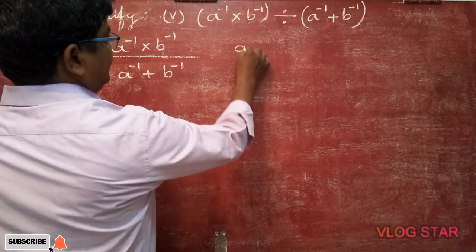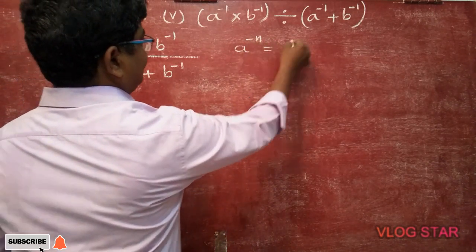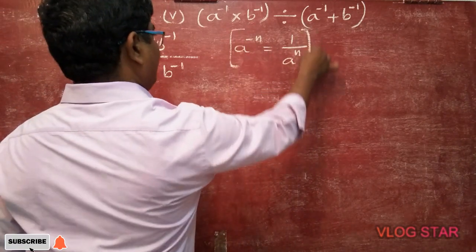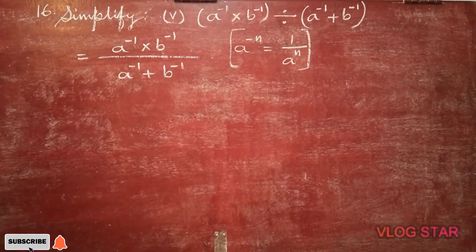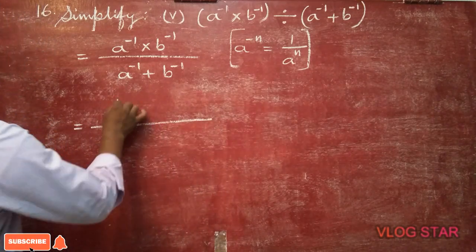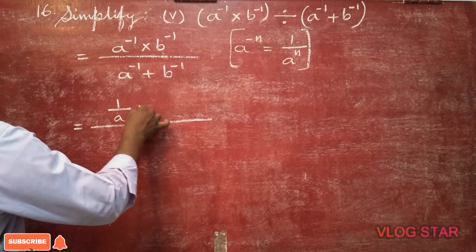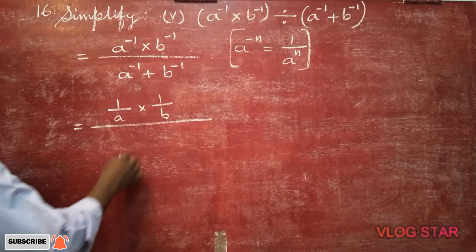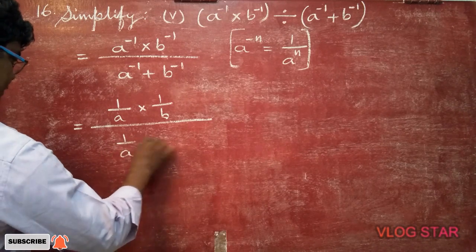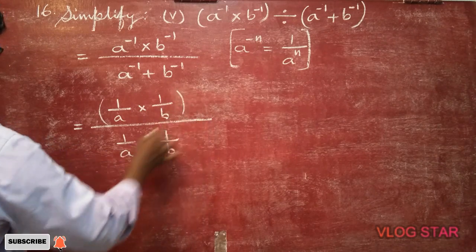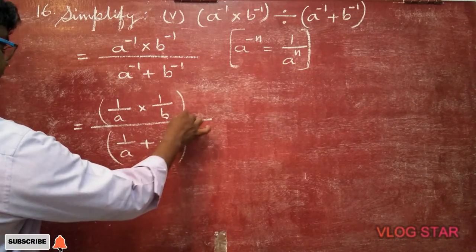Which formula? A power minus n is equal to 1 by a power n. Which one we are using? That you write, you have to mention compulsory. That is equal to 1 by a into 1 by b, into 1 by a plus 1 by b. This is numerator, this is denominator. Keep in mind.